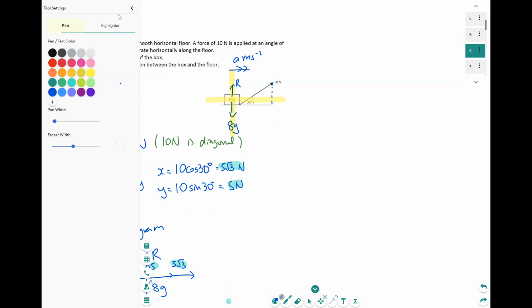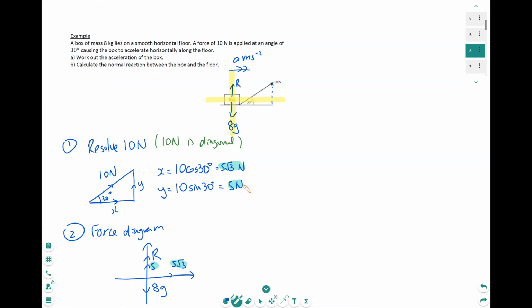Now, it's quite important that you must know the direction of the forces, okay? Because if you put in the wrong direction, it's that resultant force. If you put it in the wrong place, you get everything wrong. Right.